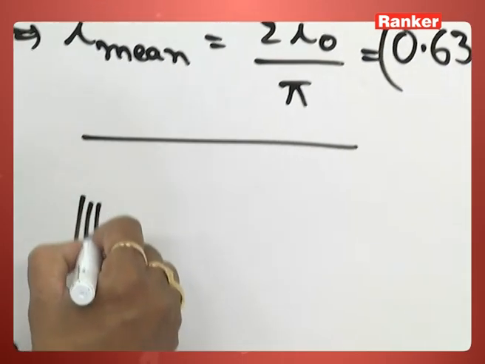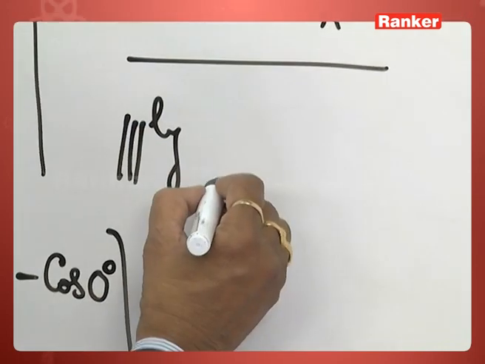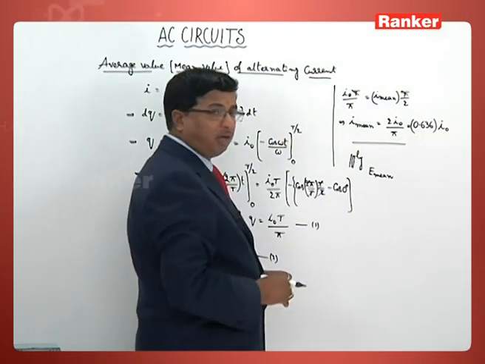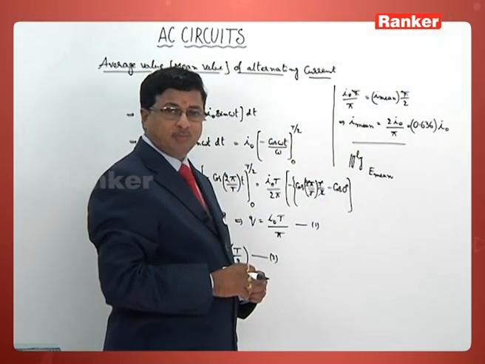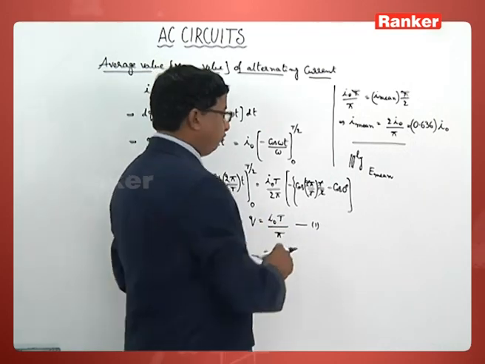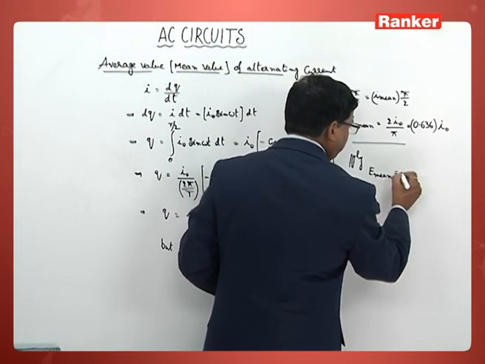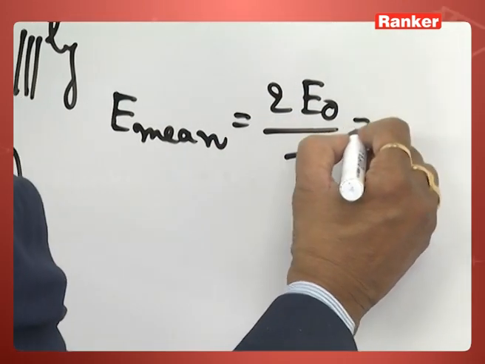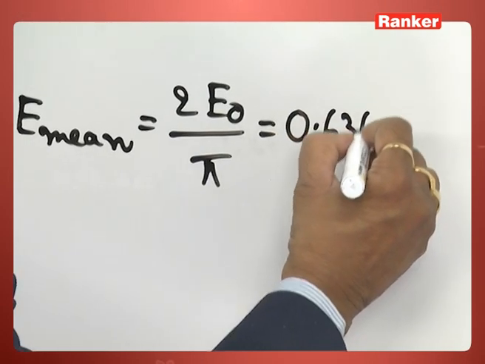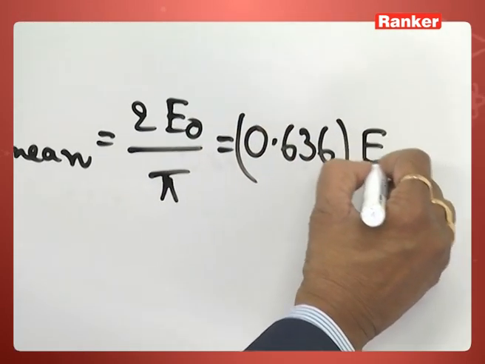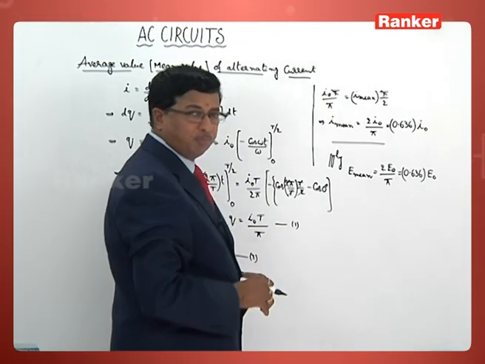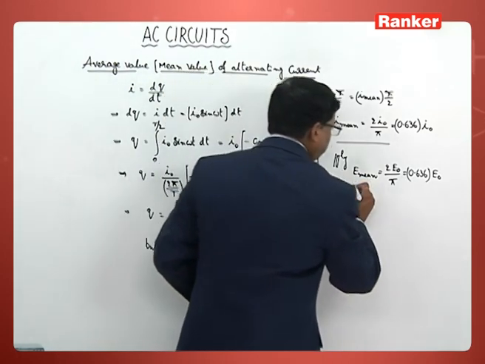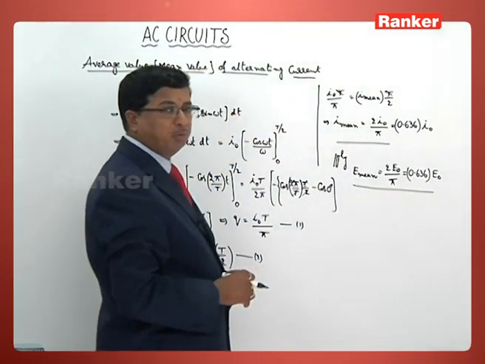Exactly in the same manner, similarly, the mean value of alternating EMF we can write as 2 E naught by pi, which again can be written as 0.636 times the value of maximum EMF. So these are two important equations one should remember.